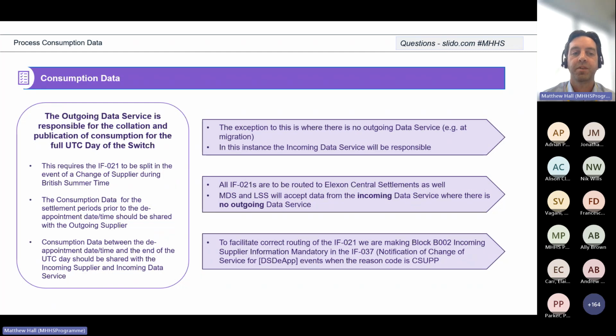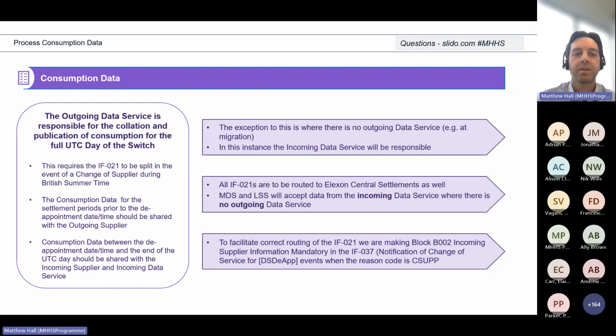So the consumption data for the settlement periods prior to the appointment of the data service will go to the outgoing supplier on an IF21. And the consumption data between the de-appointment and the end of the UTC day of that switch should be shared with the incoming supplier and the incoming data service.